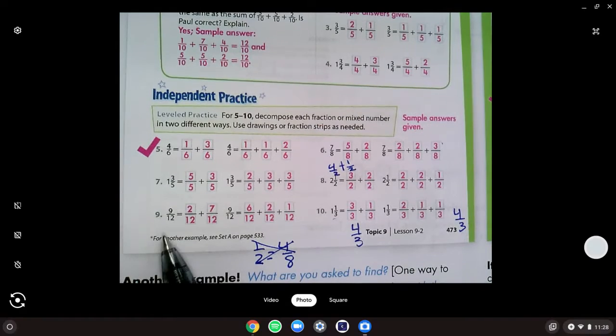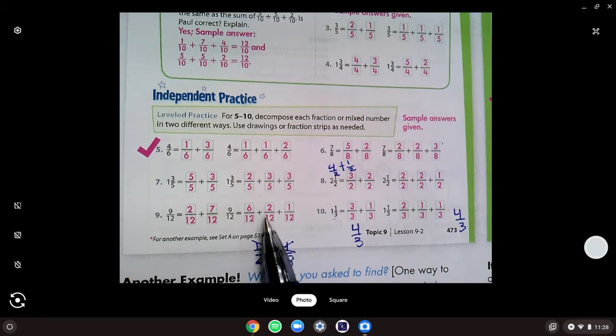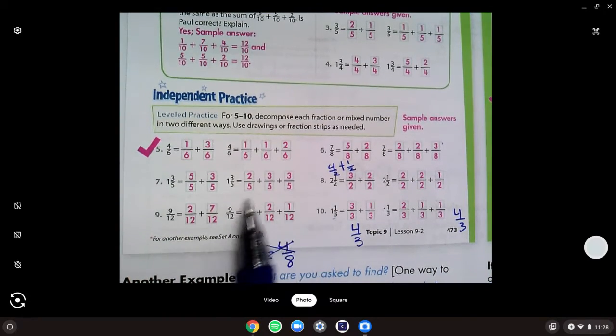All right, 9/12. You might have gotten 2/12 plus 7/12. Might have gotten 6/12 plus 3/12. Might have gotten 4/12 plus 5/12. Then 9/12, 6/12 plus 2/12 plus 1/12. Double check your numerators. If you add across your numerators, does it equal 9?